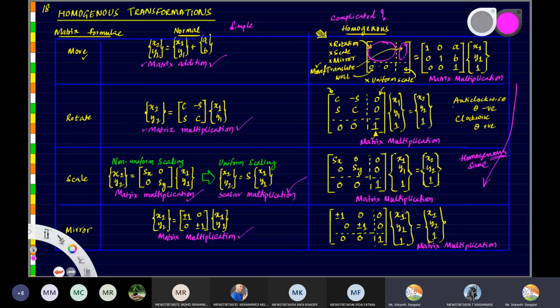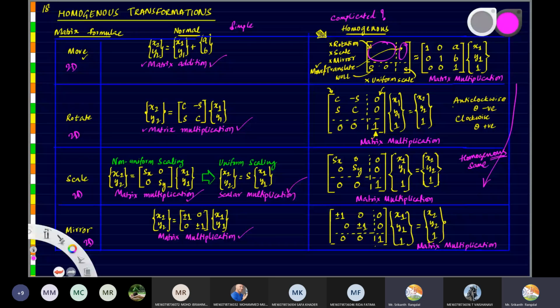Yes, sir. So please note down all these matrix manipulations. Write down all these formulae, and in the next class, we will do some problems based on this. Not only this, we will also have to write down the formulae for 3D manipulations. So move in 3D, rotate in 3D, and all of these we have to do in 3D. Today we have done only 2D: 2D rotate, 2D scale, and 2D mirror. In the next class, we will go to the 3D operations: 3D move, 3D rotate, 3D scale, and 3D mirror.